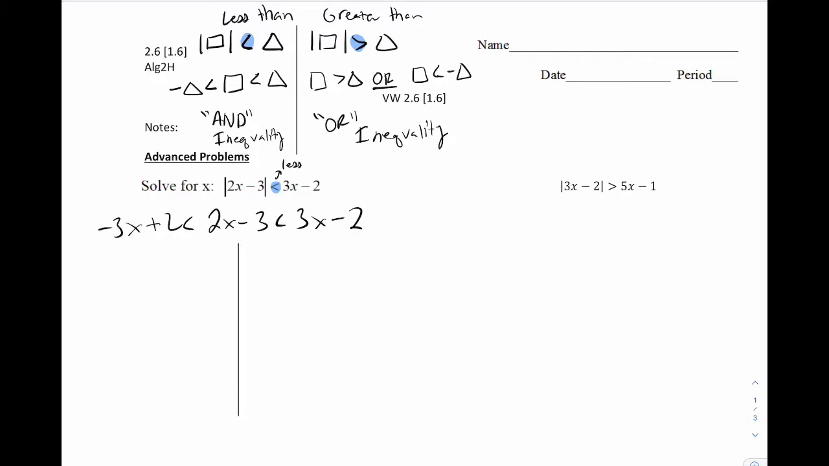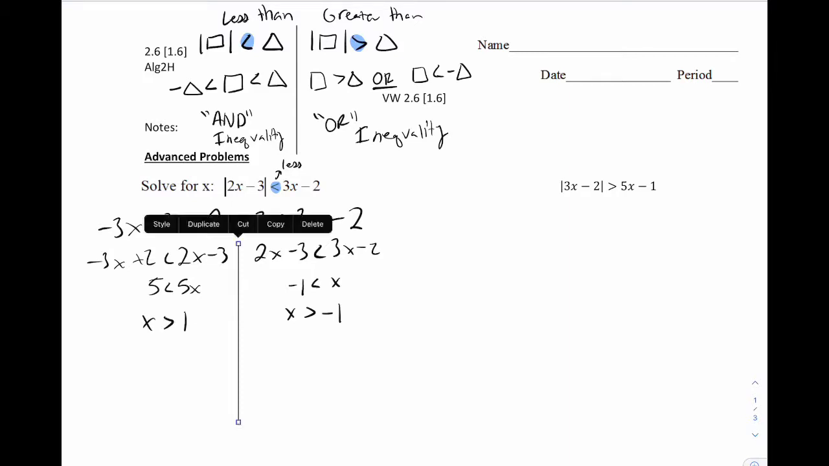Now I'm going to separate them. We can't solve it like our normal number ones because it's a little more complicated. That's fine. Just create two separate problems and solve it like you normally would. So it's not that hard. We solve this. This would be x is greater than negative 1. I'll flip it around to make it nicer to look at. And this would be 5x is greater than 5. So x is greater than 1.